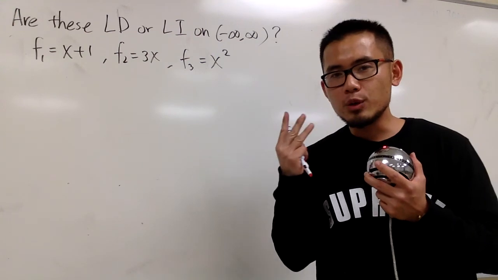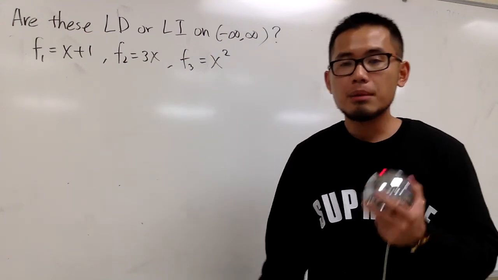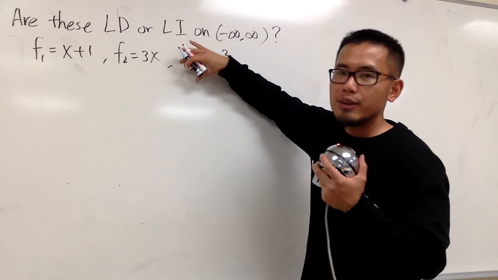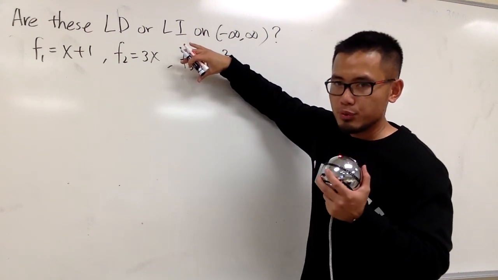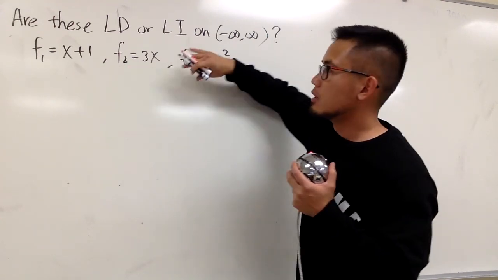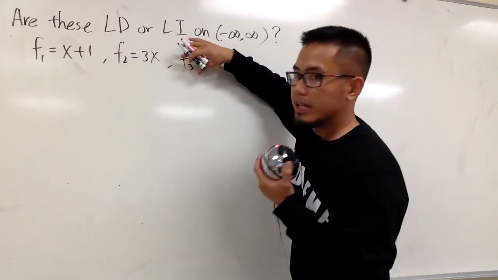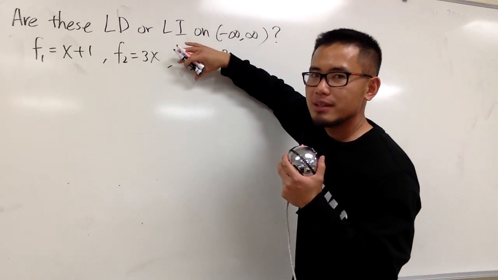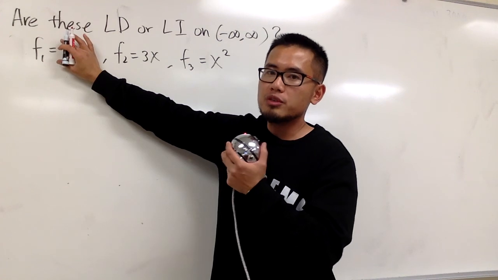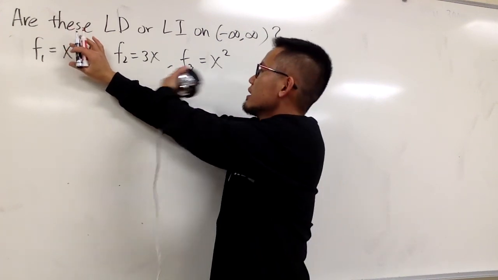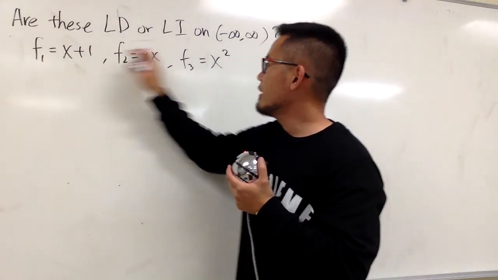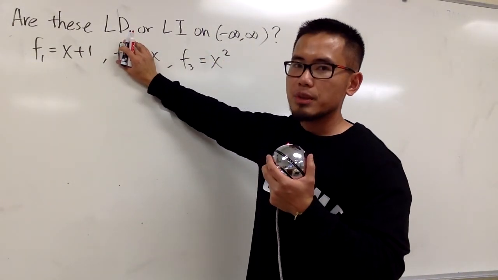When we are dealing with three functions, it's not easy, right? But if you look at just two functions, it's much better. To deal with two functions, all you have to do is ask yourself, are they constant multiples of each other? If you look at f1 and f2, they are not constant multiples of each other, right? And now, if you look at f2 and f3, are they constant multiples of each other? No. 3x and this is x squared. No, right? And now, if you look at f1 and f3, are they constant multiples of each other?